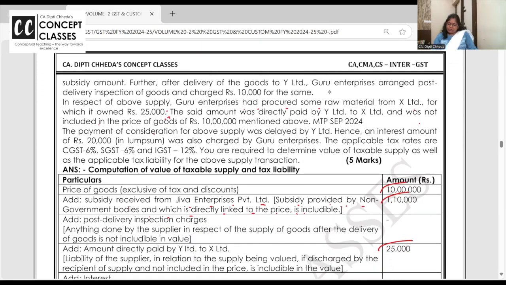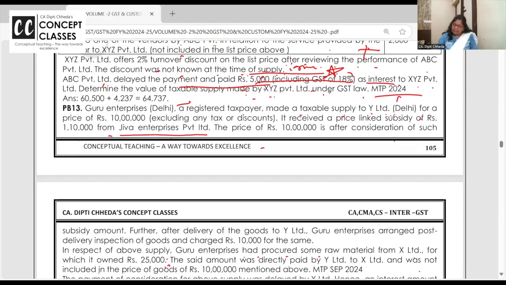In respect of above, sorry, did I miss anything?